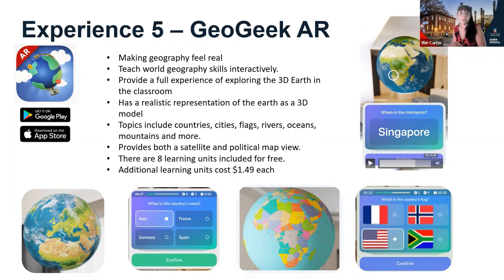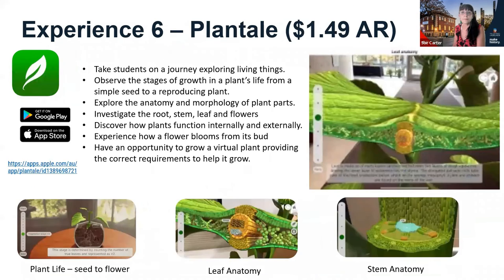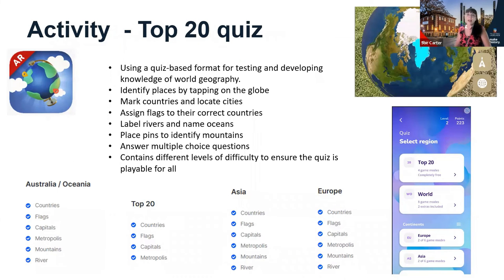There are 8 learning units in there that are free. And then if you want additional units, it is a cost of $1.49. I did read that you could have the whole package of 40 units for, I think it was $14.99 US. But I haven't seen what that converts to, around $20 Australian. So it has a top 20 quiz in it, where students will be asked a number of different questions, and it helps their general knowledge around geography.